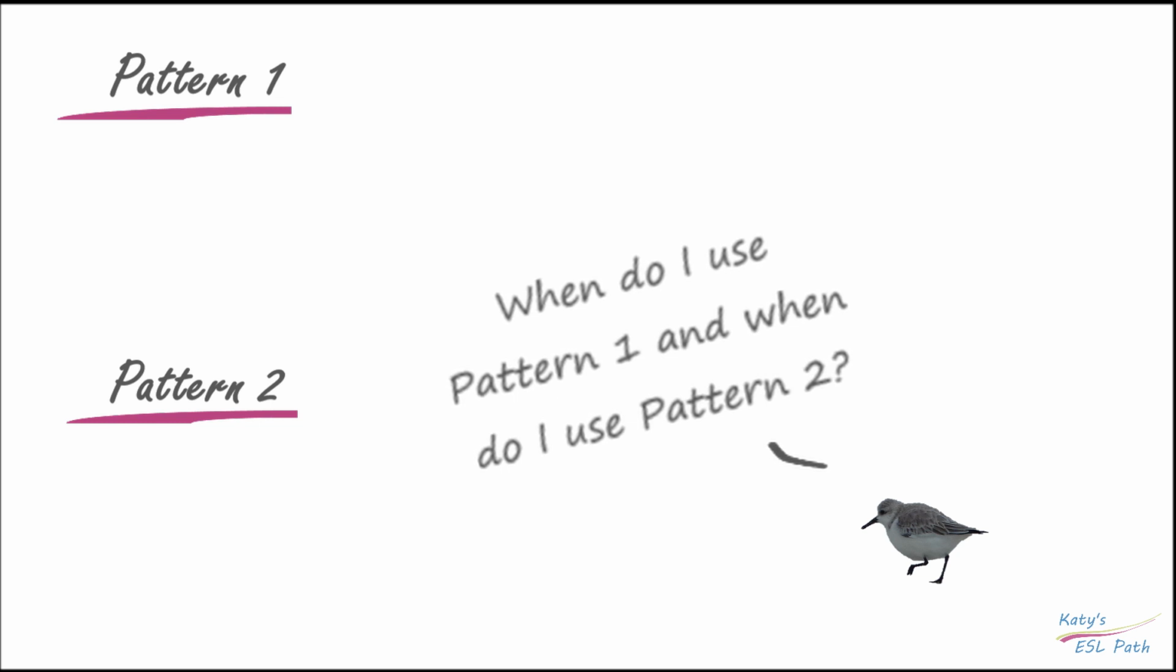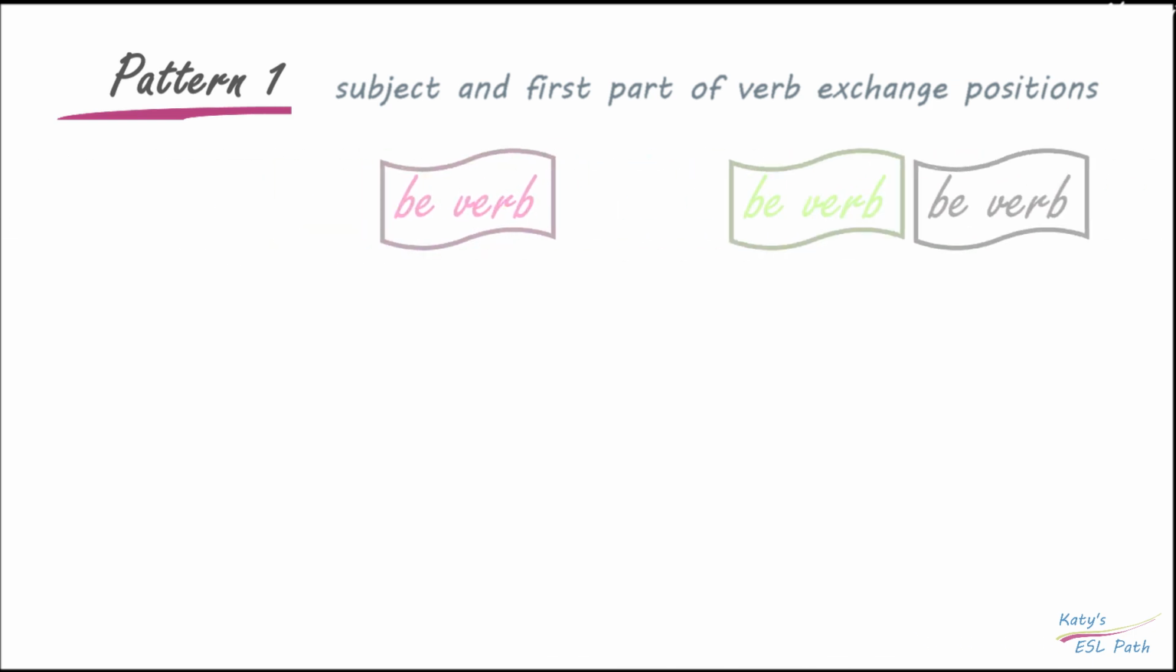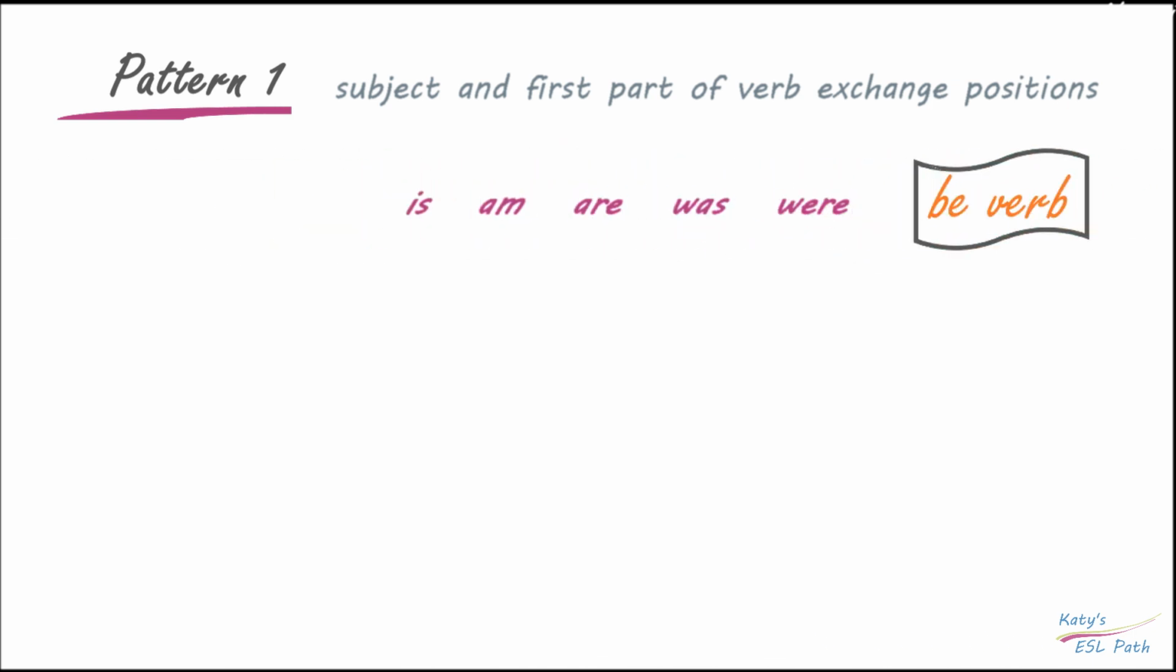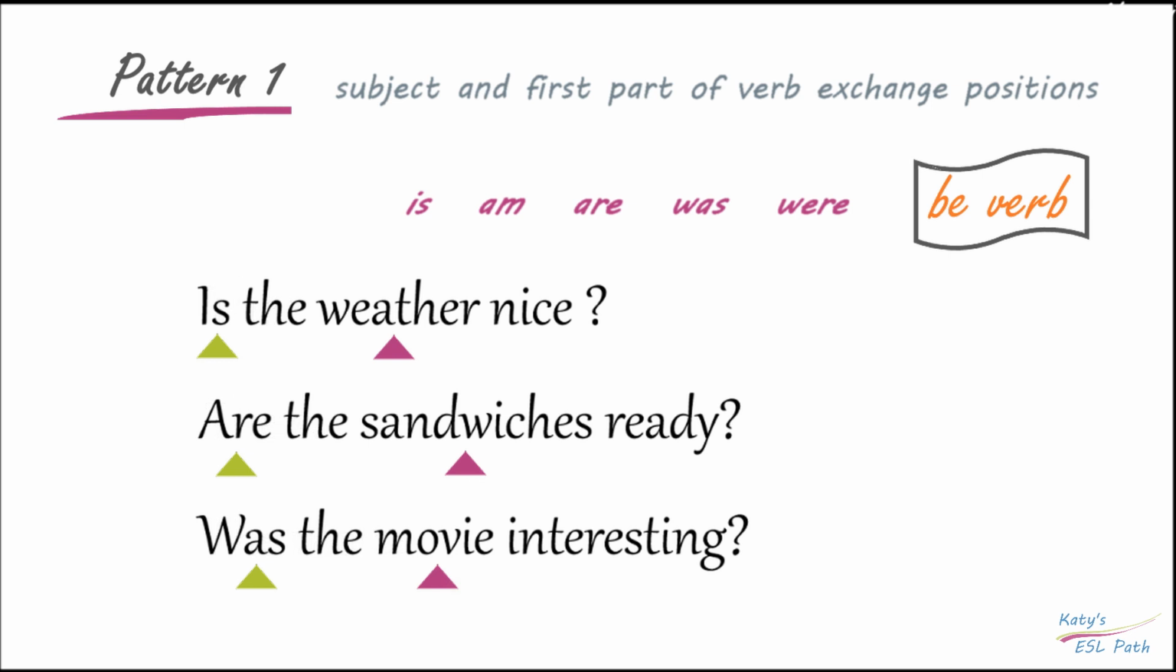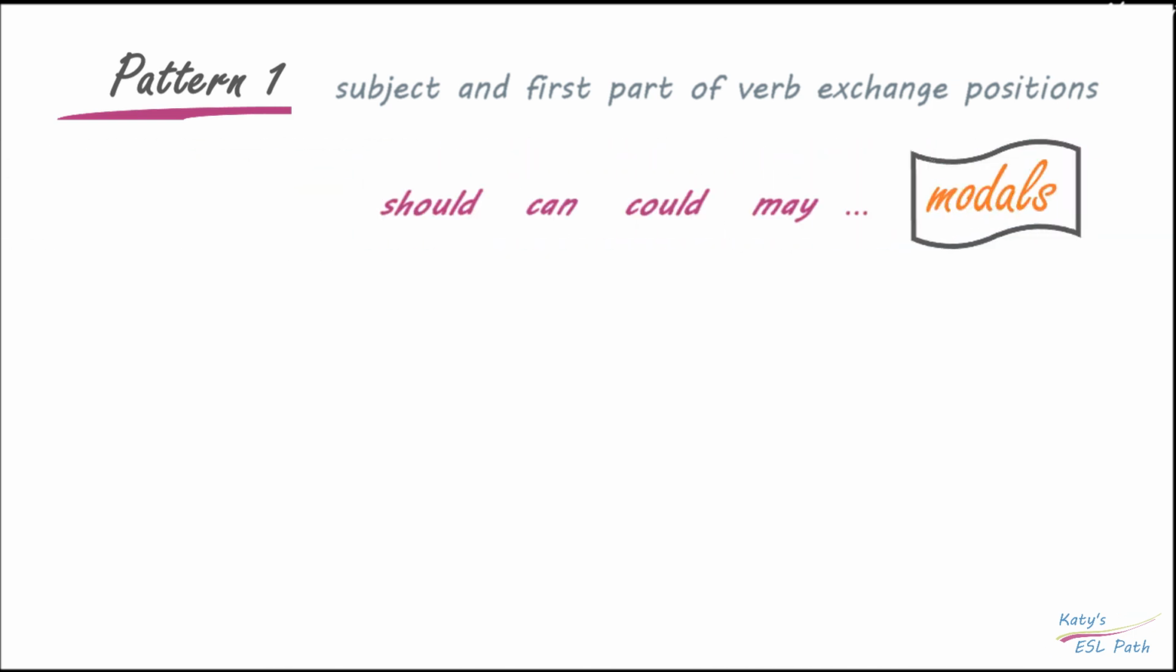Let's look first at the types of verbs that follow pattern 1. First, the be verb, is, am, are, was, and were. Sentences using the be verb follow pattern 1 when changing into questions. Watch. Also, sentences with modals use pattern 1. Modals are those helping verbs like should, can, could, and may that add a special meaning to the verb. Let's take a look at this.